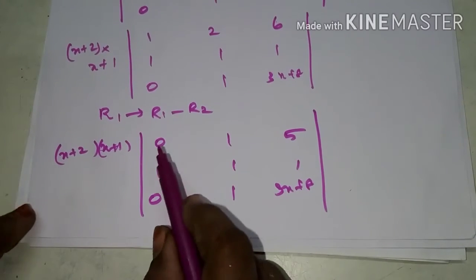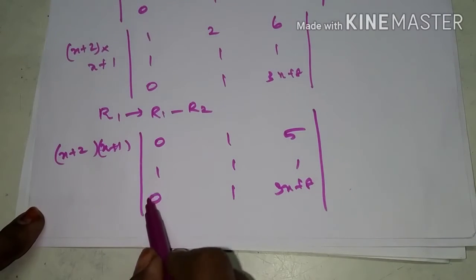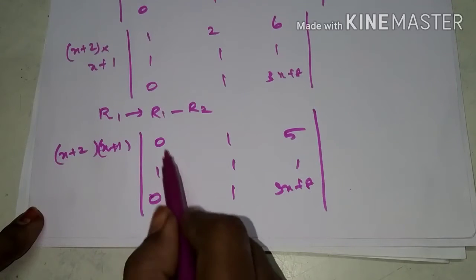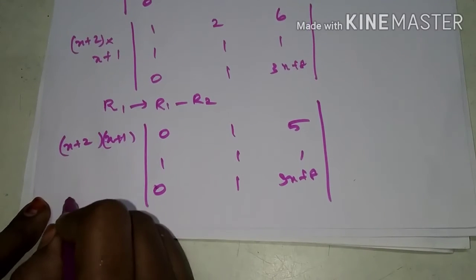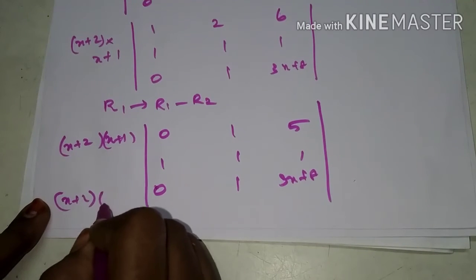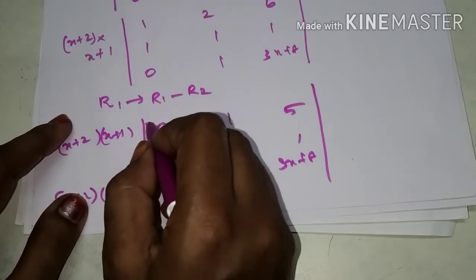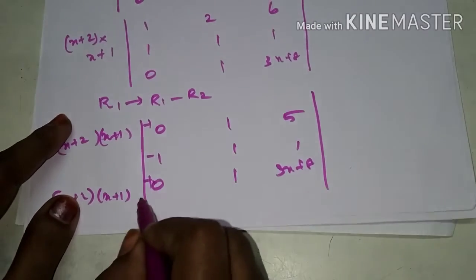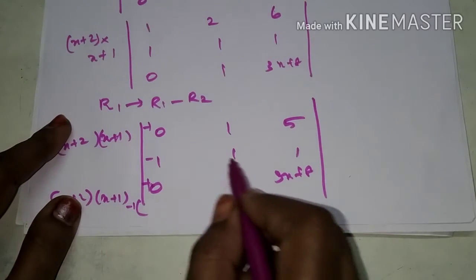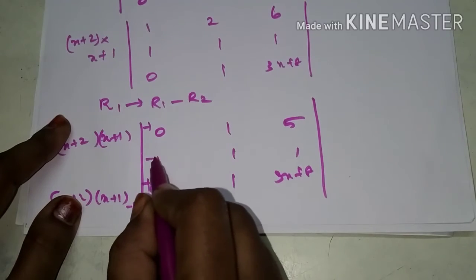Now we can expand by column 1. Since it has more zeros, we can use this column 1 for Laplace expansion. So x plus 2 into x plus 1, this term would be in the minus sign, right? This will be in plus and this will be in plus, so we'll get a minus sign. So minus 1, where this column is omitted and this row is also omitted.